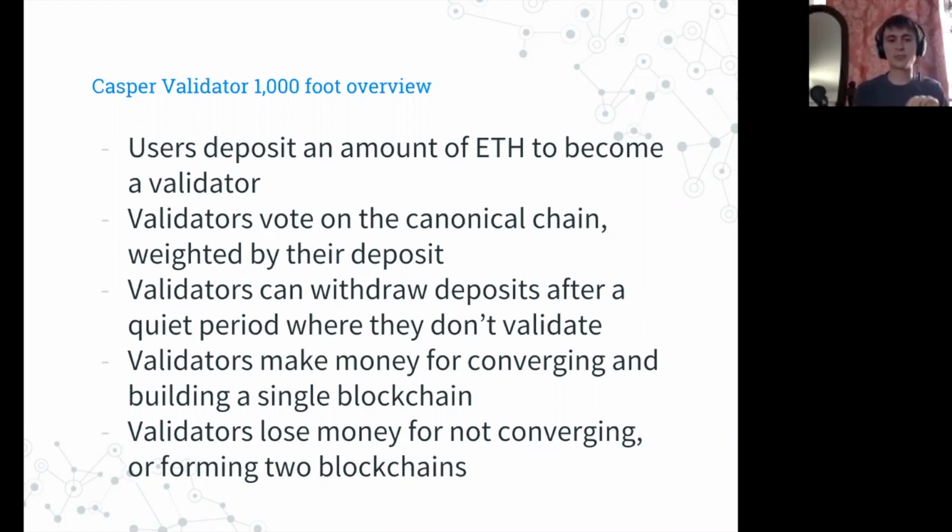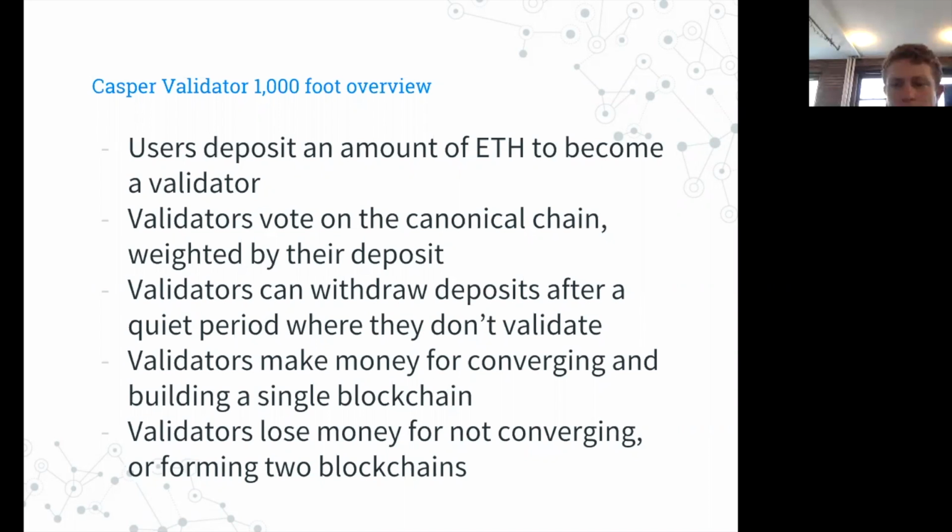First, a user deposits an amount of ETH to become a validator. I want to make some money, so I decide it'll be good to be a validator. Once you are a validator, you're able to cast votes on what is going to be the canonical chain, and your vote is in proportion to your deposit. Next, validators can withdraw their deposit. Once you've made the money that you want to make, you can withdraw your deposit after a certain quiet period. The quiet period is a period in which we can discover things that you may have done wrong. So you can't misbehave, then withdraw your deposit, and not be punished. That's the reason for the quiet period.